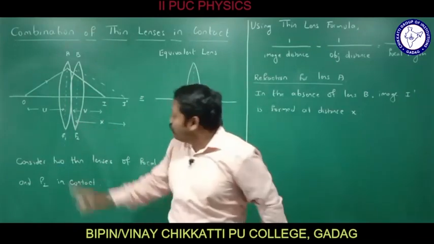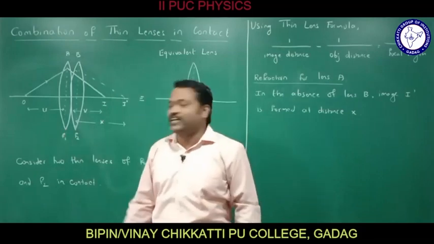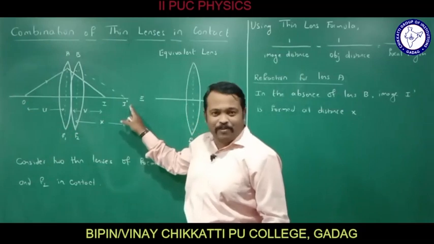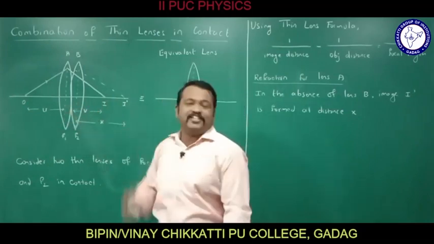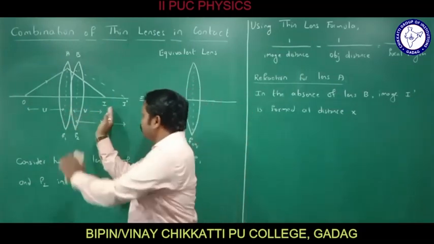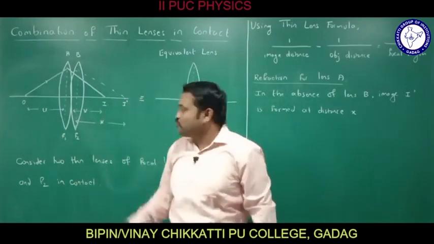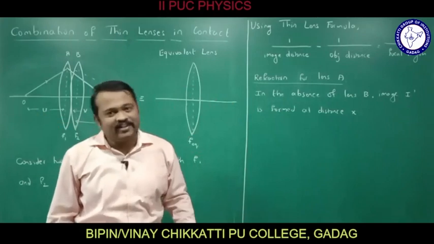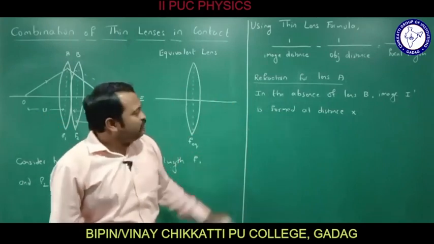Tell me now, for lens A, what is the object? O is the object. What is the image? I dash. Do you remember? I dash is the image for the first lens. When you take the second lens and keep it, the image shifts here. So the image is I dash, the object is O. Shall I use the thin lens formula? Yes. Let us start with the derivation here.